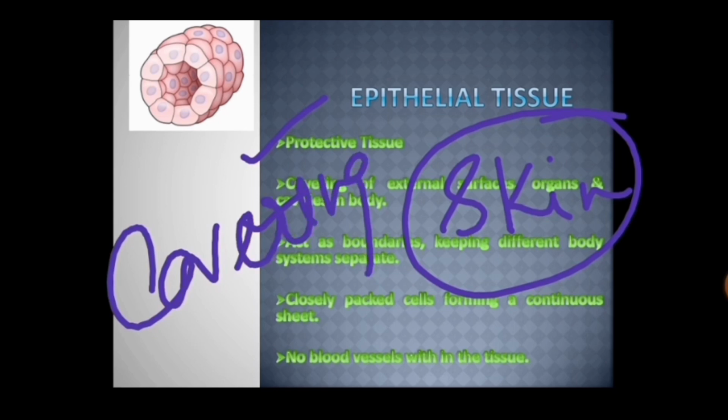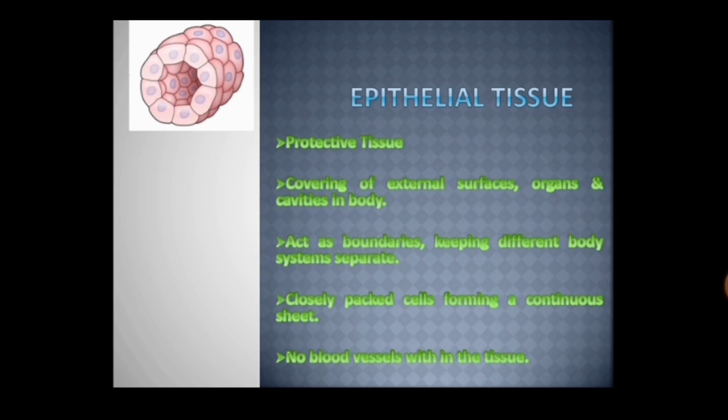Skin works like a cover for us, because skin protects us from the external environment. Got it? Now children, this epithelial tissue acts as boundaries and keeps different body systems separate.